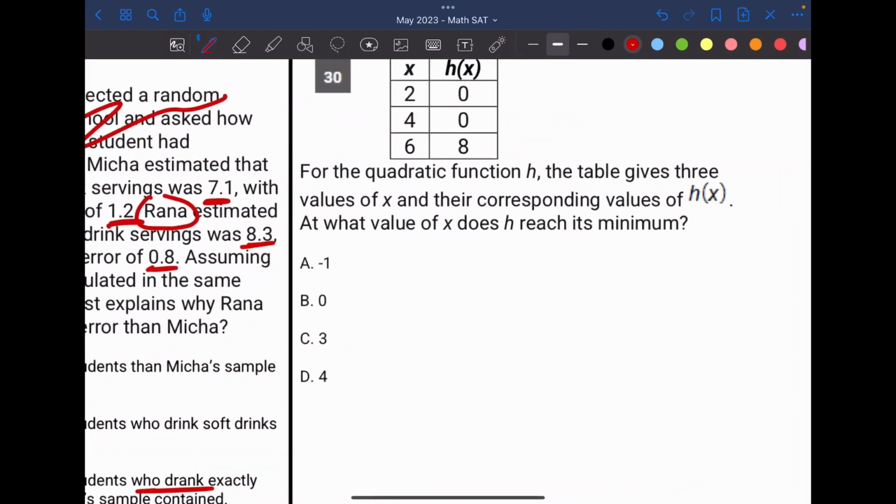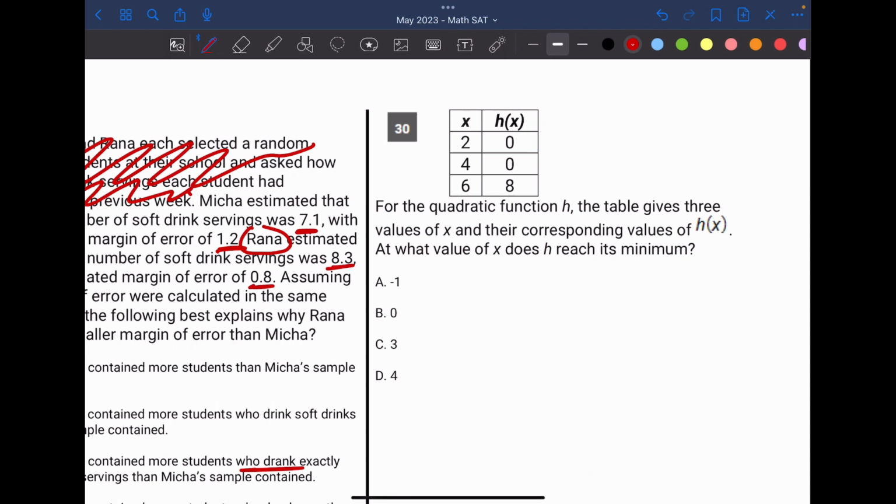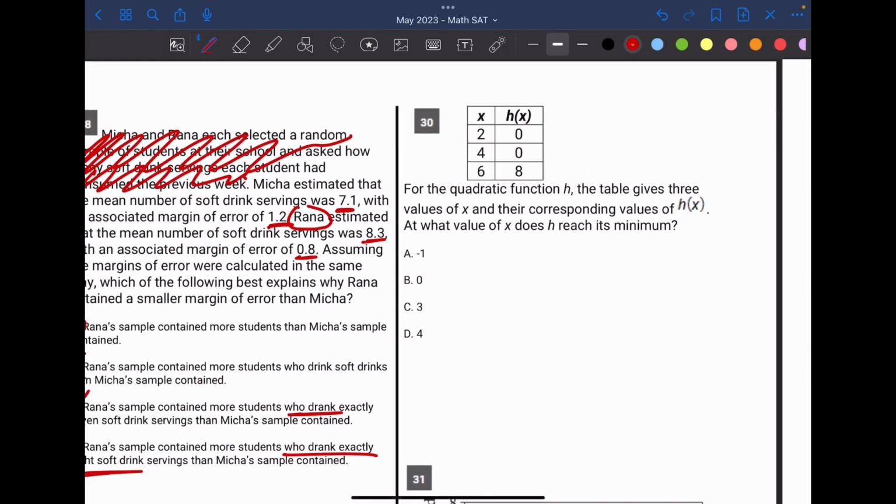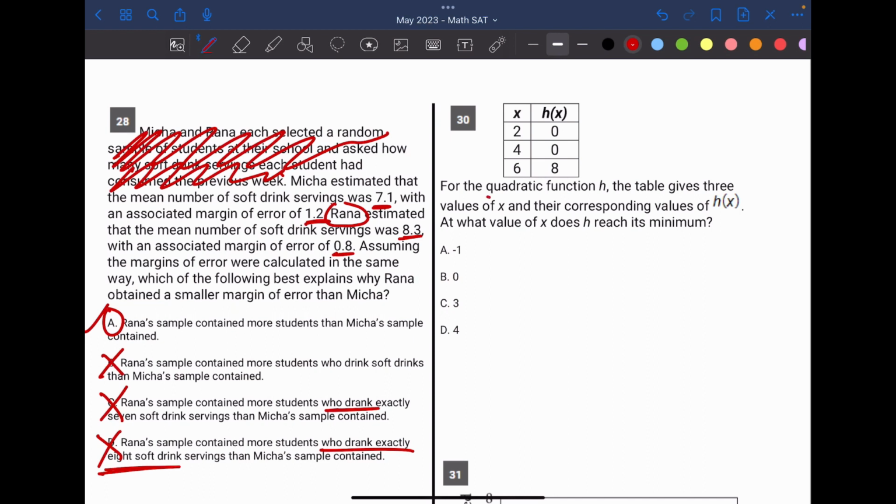Next up, we have question number 30. For the quadratic function h, the table gives 3 values of x and their corresponding values of h of x. At what value of x does h reach its minimum? So first we know it's a quadratic function, so it's a parabola. And we know that these are the x-intercepts at 2 and at 4.